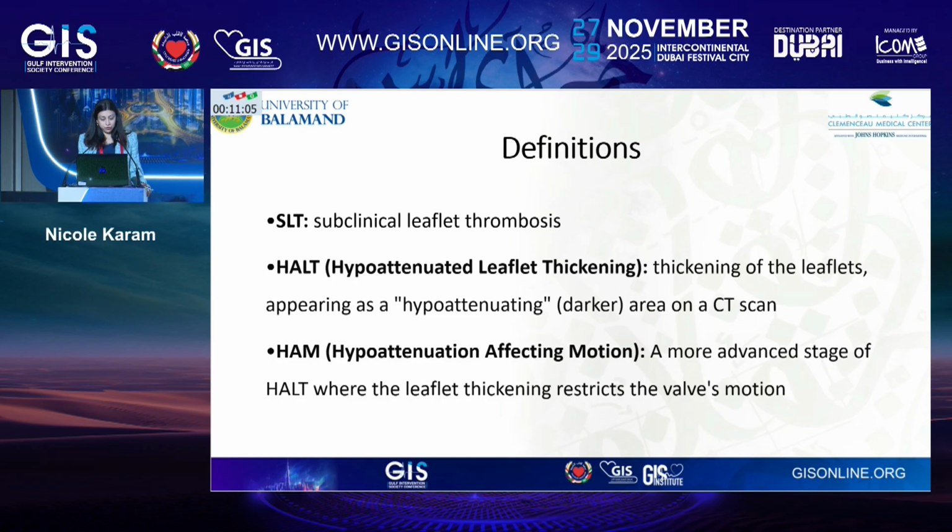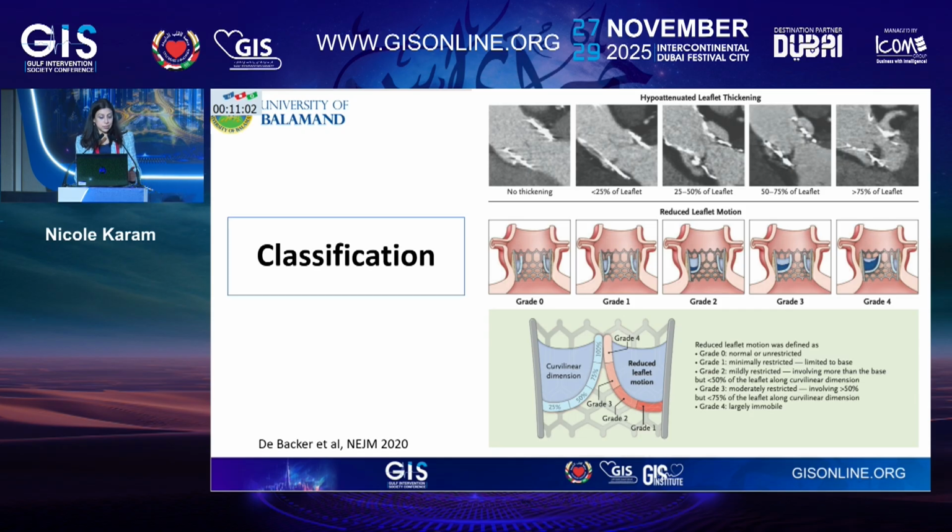So we have three definitions that we need to agree upon because it's not the same impact. If we look at this classification from 2020, it's going all the way from grade 0, where we have no thickening, to grade 4, when it's more than 75% of leaflet thickening. And you can see in the sketch on the right of the image, the blue part, which is actually the thickening of the valve. And of course, the more we get to a higher grade of HALT, we are getting close to HAM, and we will see restriction that might start with grade 1, and of course, it will be there when we go to grade 4. This is almost immobile valves.